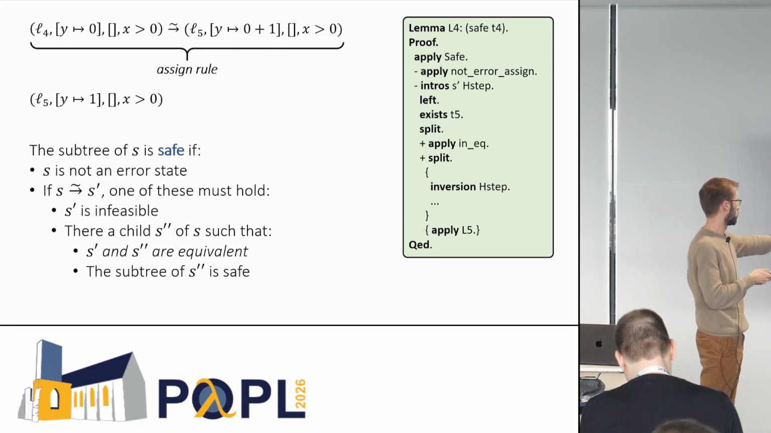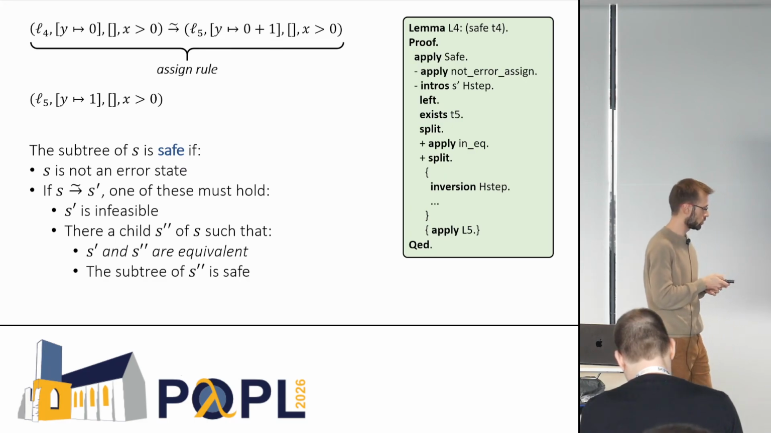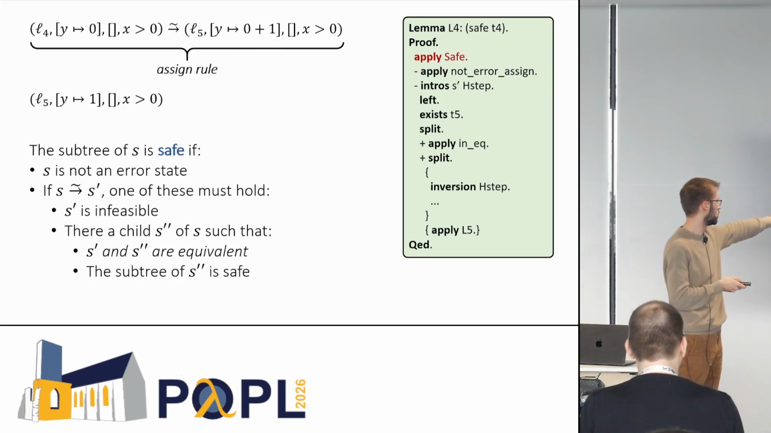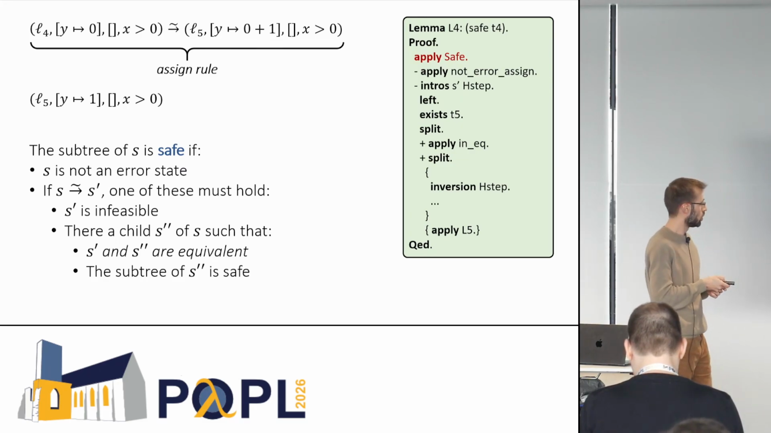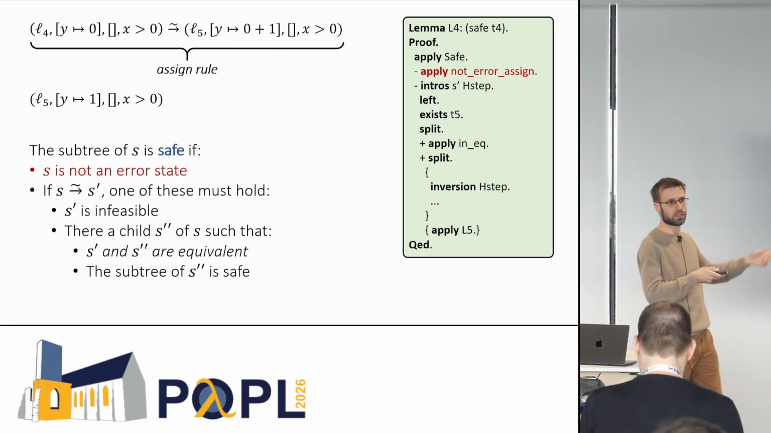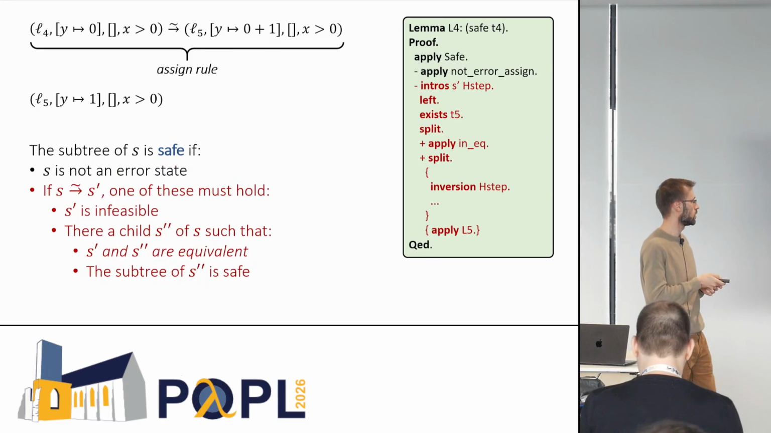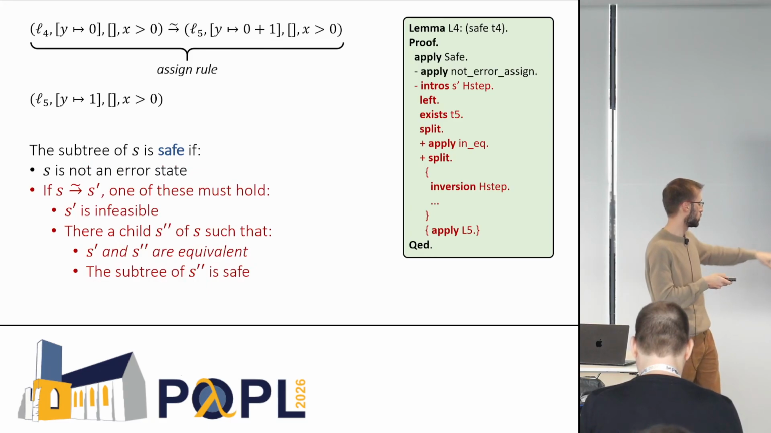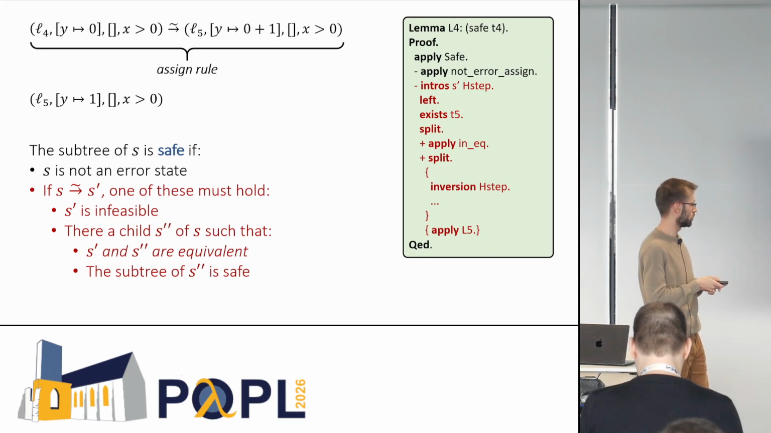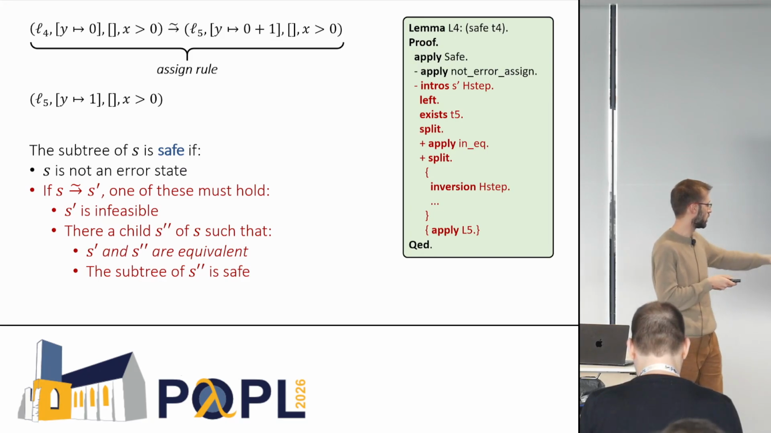So this is just a reminder for what safe means in the context of trees. Safe is a relation, we apply its constructor, and then we need to show that each of these 2 points hold. So this block in the proof corresponds to this part in the definition. We want to show that this is not an error state, and then this block tries to prove this one, and we want to show this option, which means that we need to provide this child S prime prime.